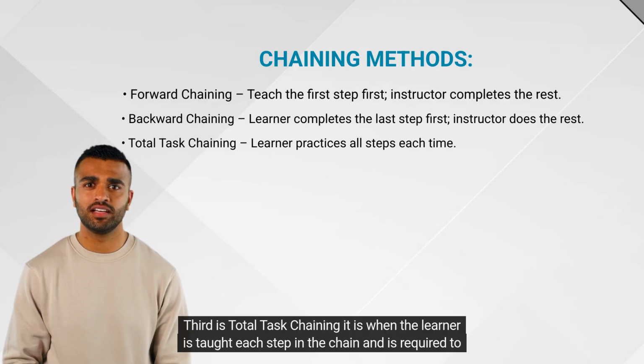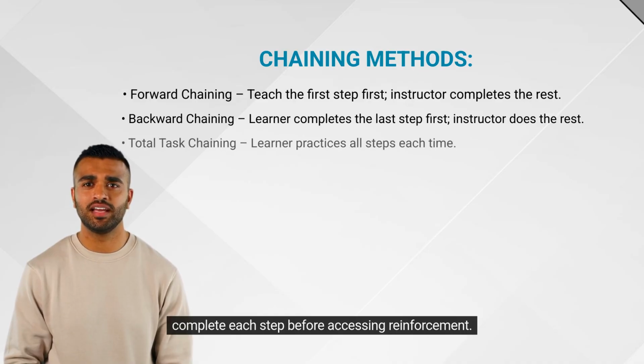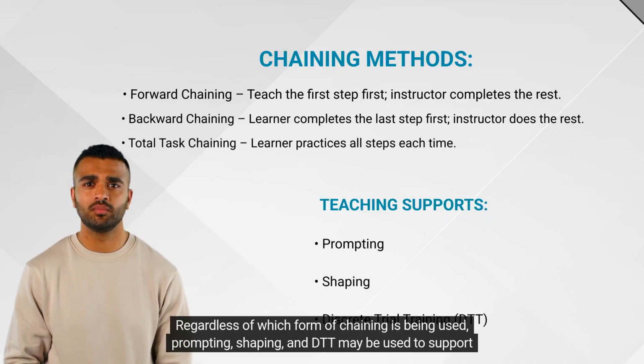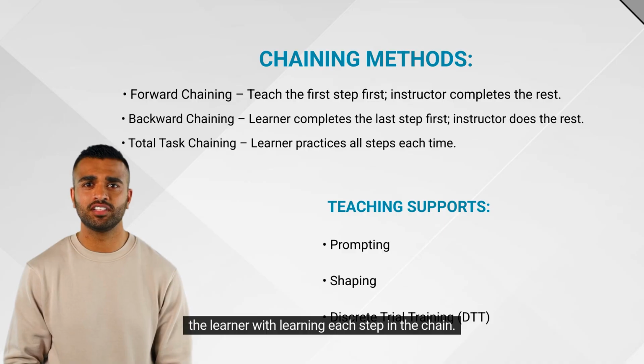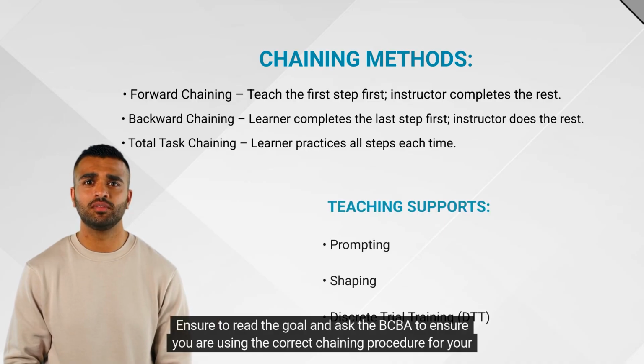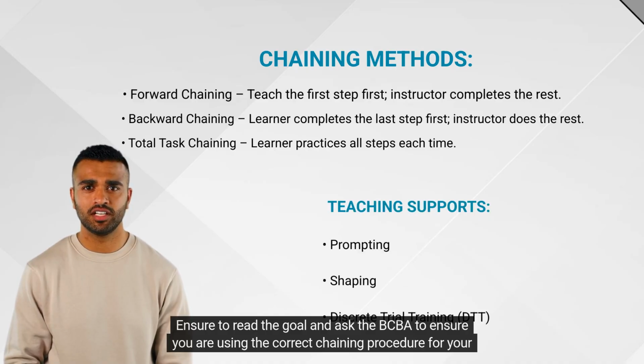Third is total task chaining. It is when the learner is taught each step in the chain and is required to complete each step before accessing reinforcement. Regardless of which form of chaining is being used, prompting, shaping, and DTT may be used to support the learner with learning each step in the chain. Ensure to read the goal and ask the BCBA to ensure you are using the correct chaining procedure for your learner.